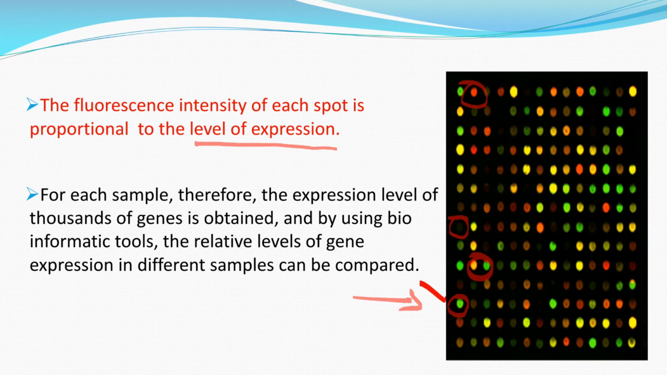So green color indicates the gene is expressed only in the normal person. Red color indicates the gene is expressed in the patient, that is the tumor sample. Yellow color indicates the gene is expressed in both, and black color dot indicates the gene is not expressed in both.